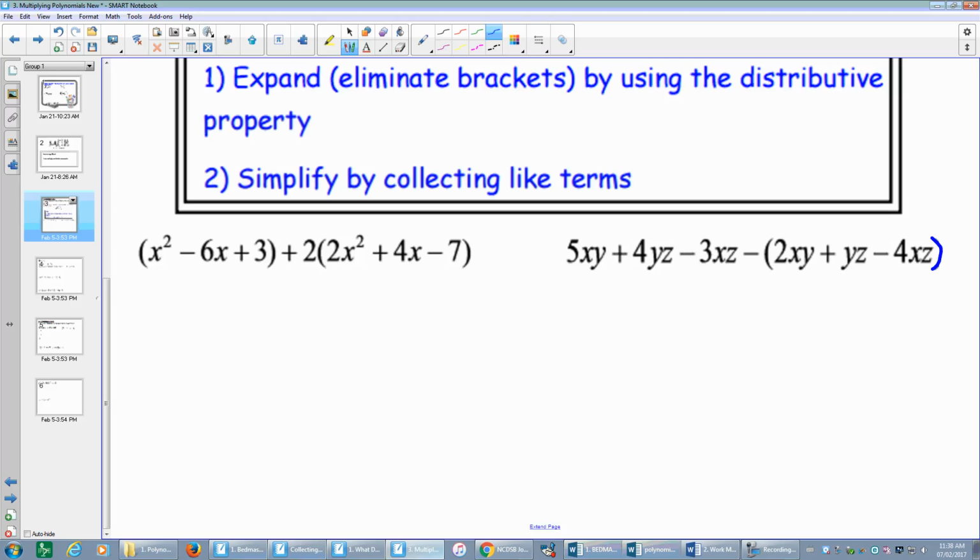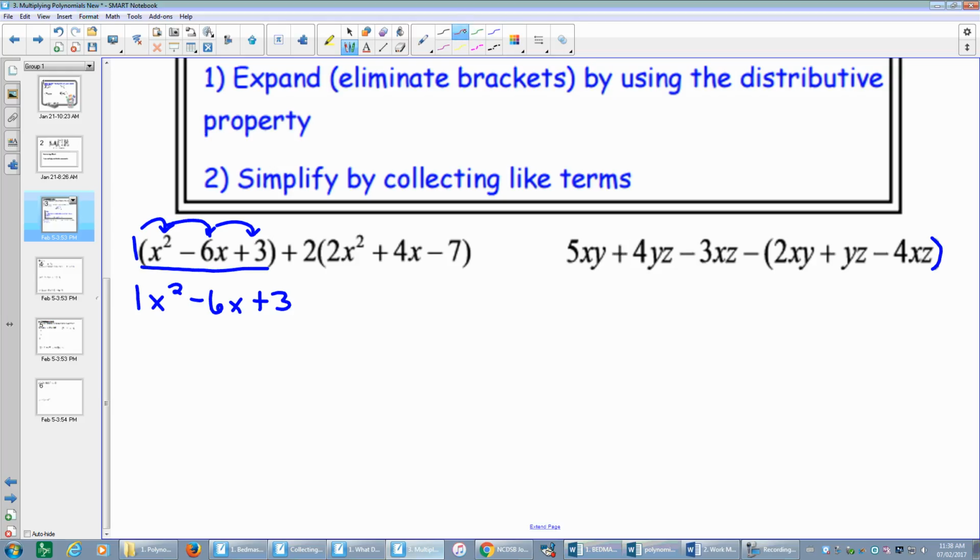So again, I have brackets here, so I want to eliminate the brackets. How do I eliminate the brackets? By using multiplication. If I look at this first bracket here, there's no number on the outside. Well, there actually is. Again, when there's no number, it means the number 1. So I'm going to take that 1 and multiply that on the inside of the bracket. So what do I get? 1x squared. 1 times negative 6 gives me negative 6x. 1 times positive 3 gives me positive 3.